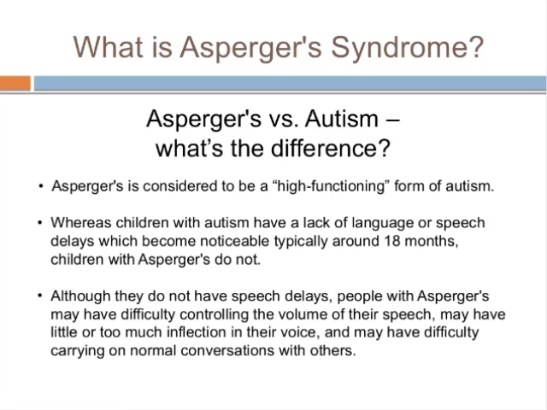They have language. Although they don't have a speech delay, people with Asperger's may have difficulty controlling the volume of their speech. They may have little or too much inflection in their voice, and they can have great difficulty carrying on normal conversations with others. So although they don't have the speech delay, they certainly have a communication issue. And then they also have the other two components of an autism diagnosis.